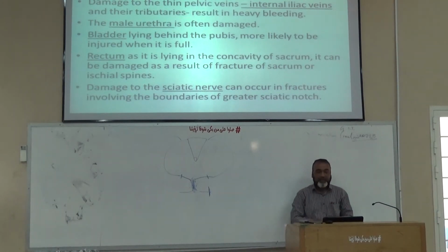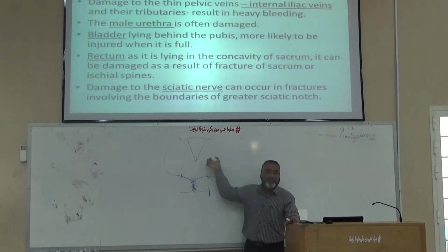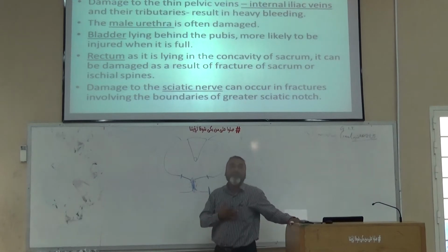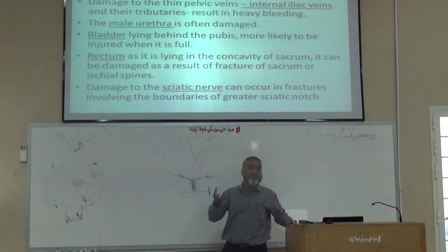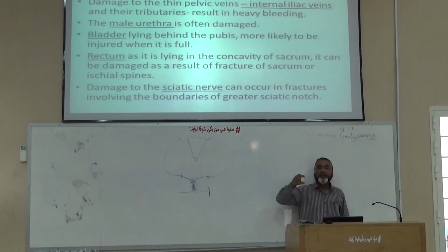Now what can happen? Second thing is that, when anything enters the pelvic cavity, it damages the internal iliac veins. Internal iliac vein. What can happen? There will be profuse or heavy bleeding within the pelvic cavity. First is the damage or rupture of the internal iliac veins, so there is a possibility of heavy bleeding within the pelvic cavity.